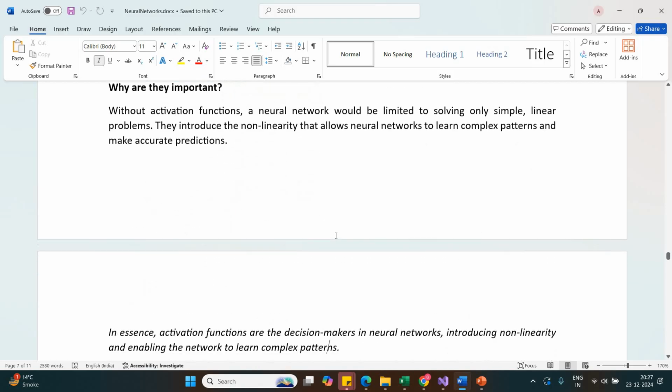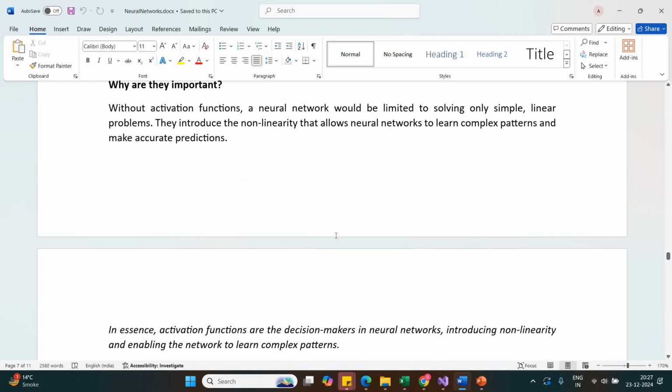Now let us understand why they are important. I hope you must have understood earlier as well why they are important, because without activation functions, a neural network would be limited to solving only simpler linear problems, right? They introduce non-linearity, because the things are complex. So we need to introduce non-linearity, and based on that non-linearity, we have to train our model so that it can learn complex patterns and make accurate predictions. That is why we are using these kinds of functions.